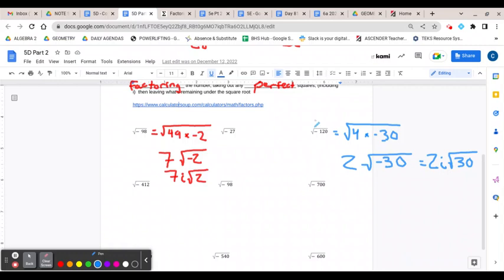Okay. So take a few minutes and do the rest of these problems here, and we'll come back and go over the answers, and then we'll head over to 5E part 2.